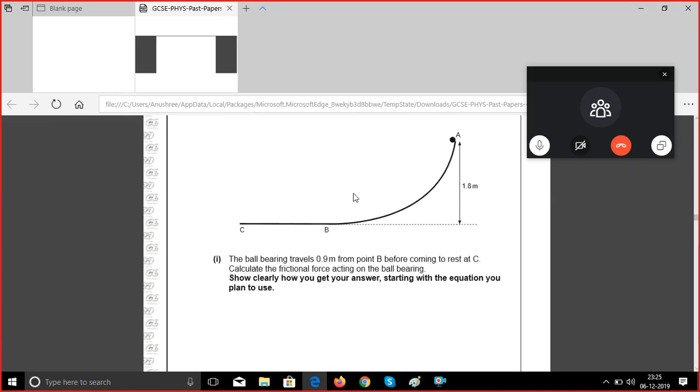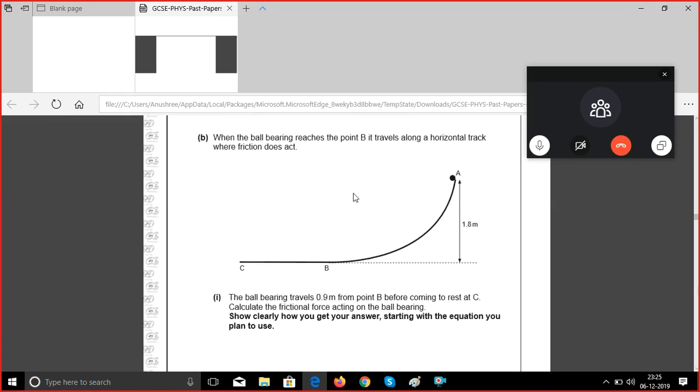When the ball bearing reaches the point B, it travels along a horizontal track where friction does act. The ball bearing travels 0.9 meters from point B before coming to rest at C. Calculate the frictional force acting on the ball bearing.